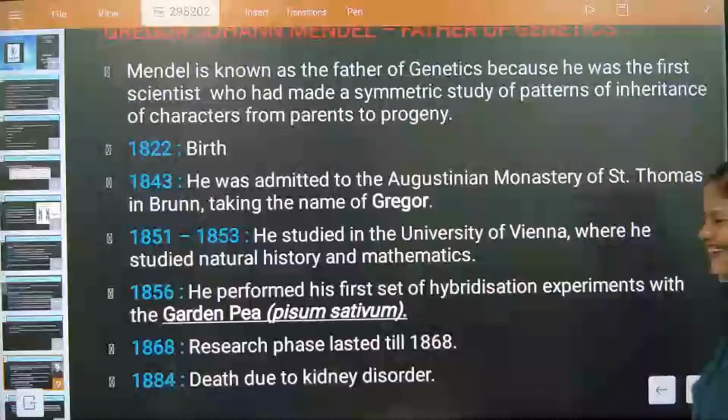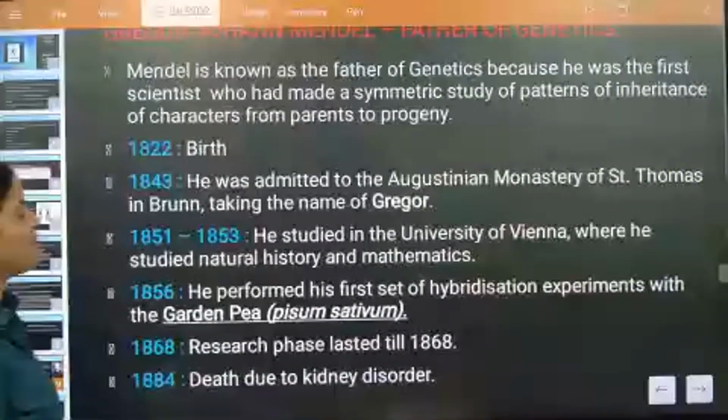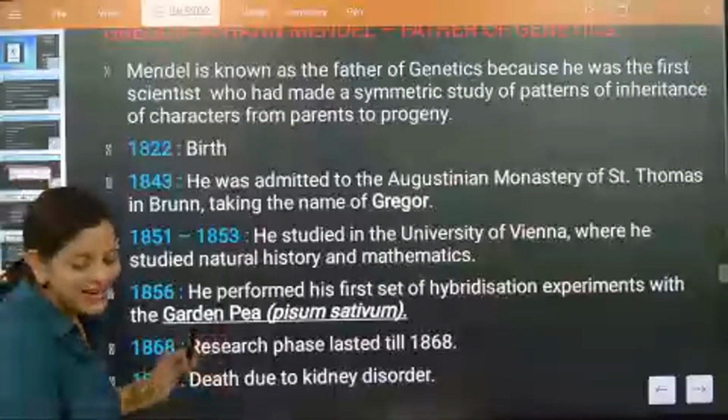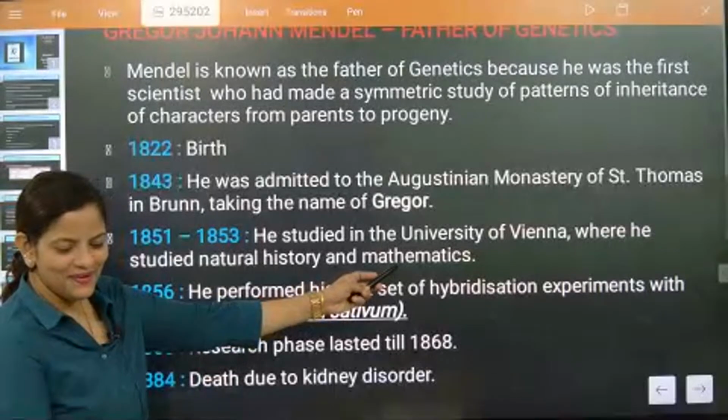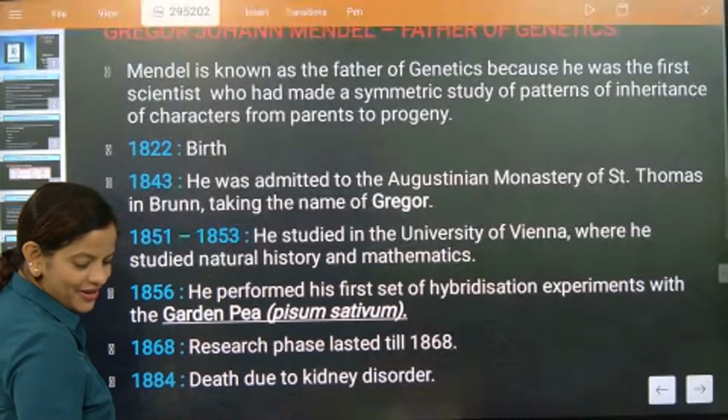Understood. So he experimented, and he has selected the pea plant. See this now. Wow, mathematics. Underline.